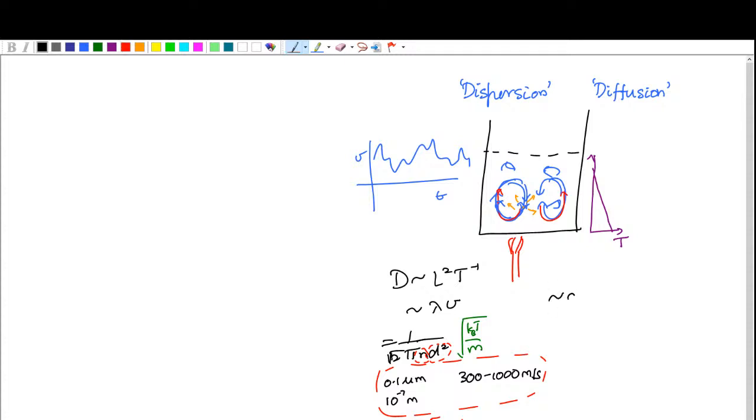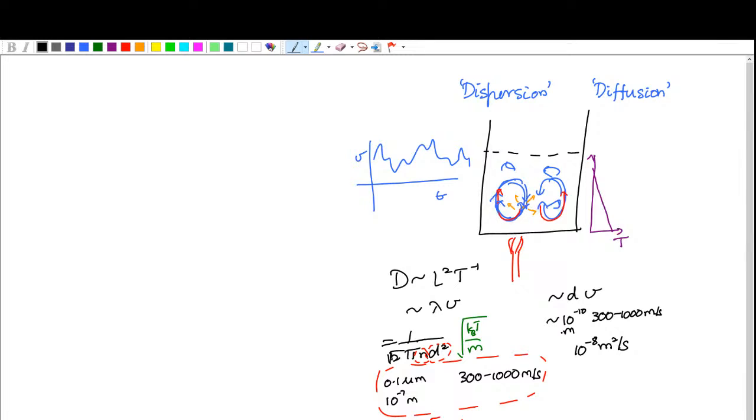A diffusion coefficient in a liquid is smaller still because it will go as the molecular diameter times the velocity. The molecular diameter is 10 power minus 10 meters, which is 1 nanometer to 1 angstrom, whereas the velocity is the same, about 300 to 1000 meters per second. On this basis, you get about 10 power minus 8 meters square per second as the estimate for the diffusivity in liquids.